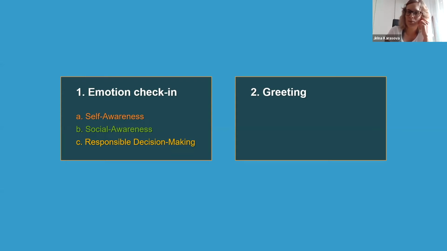Because maybe we often forget to do that. And it's so important that we greet them by name when they come to our classroom.